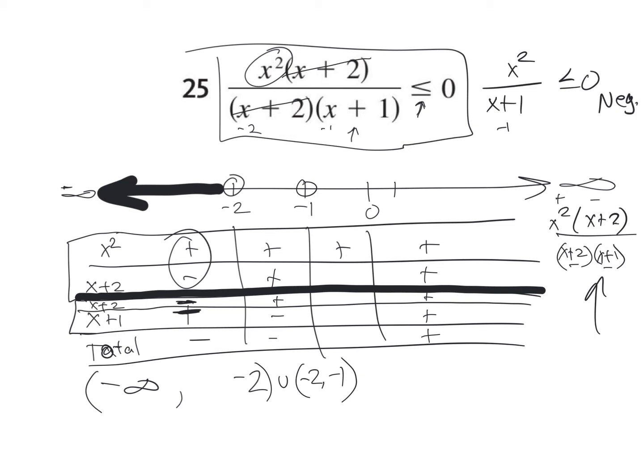How about negative 1 to 0? You're going to have to check negative 1/2, negative 0.5. Negative 0.5 squared is positive. Negative 0.5 plus 2 is positive. Positive on the bottom as well. Negative 0.5 plus 1 is positive. So from negative 1 on, it doesn't work other than, don't forget, 0 is in the top. 0 squared is 0, making the whole thing go to 0, and therefore making this true.